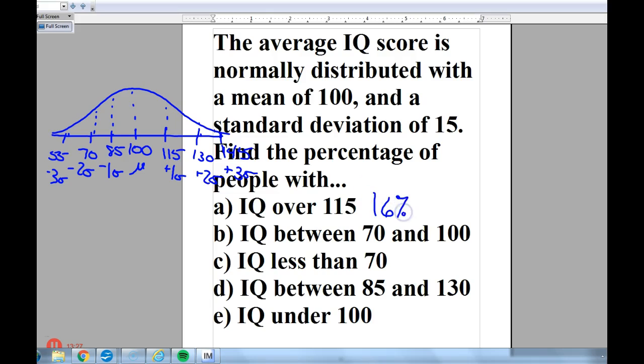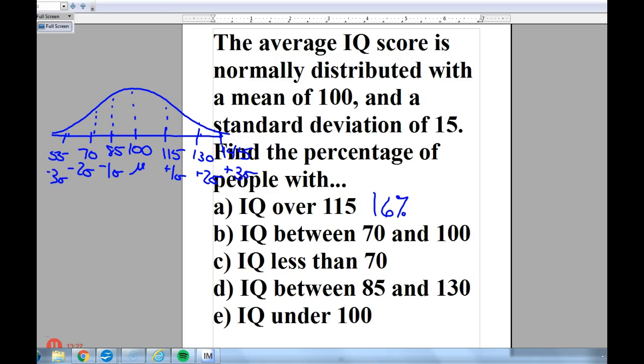Now be careful. I'll put one up like this in a second, but sometimes they'll say what percent. Sometimes they'll say what's the probability, which is basically percent. That's almost the same thing. Sometimes they'll say how many. So if I told you there were 1,000 people in this, and I asked how many people have an IQ over 115, then you'd have to take the 16% and multiply it by 1,000 people and figure out the amount of people. It's not a hard step, but it's easy to forget.